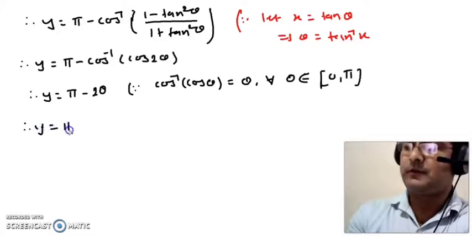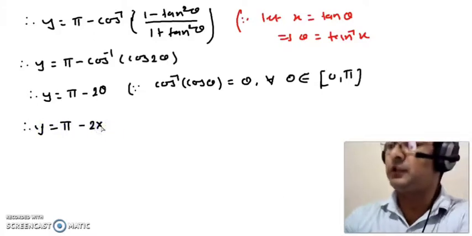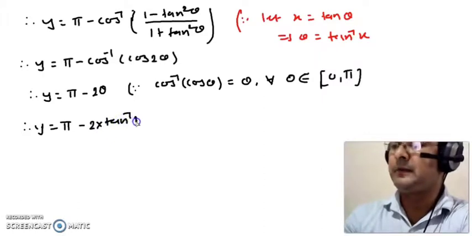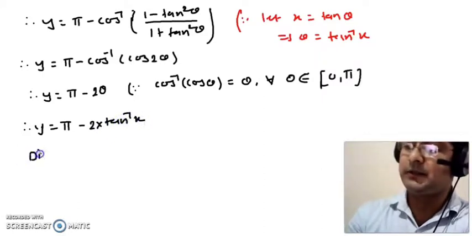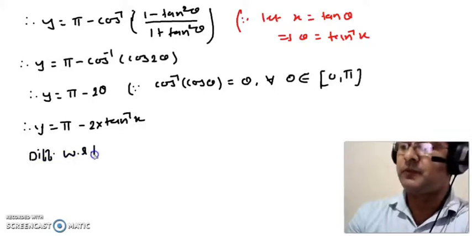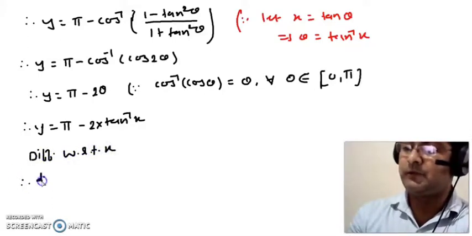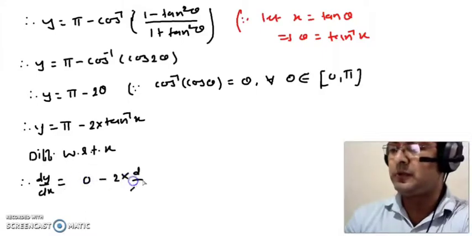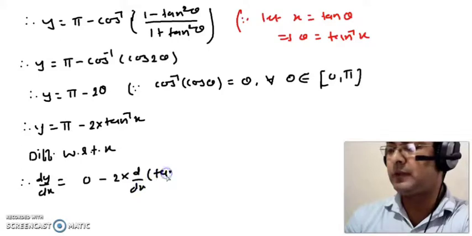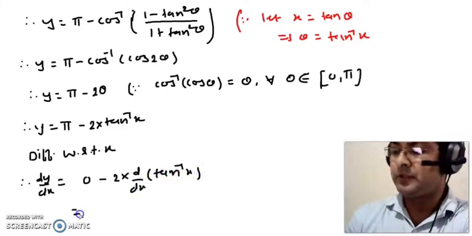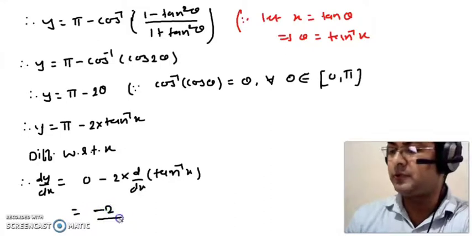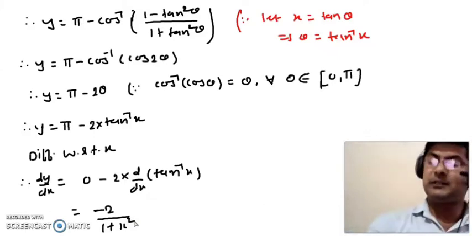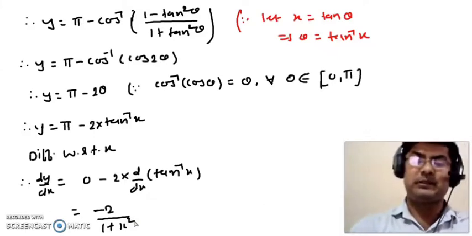Therefore, y is equal to pi minus 2 into value of theta, tan inverse x, and now differentiating with respect to x, and therefore dy by dx is equal to differentiation of pi will be 0 minus 2 into d by dx of tan inverse x. Differentiation of tan inverse x is 1 upon 1 plus x square. So the final answer is minus 2 upon 1 plus x square. Clear?